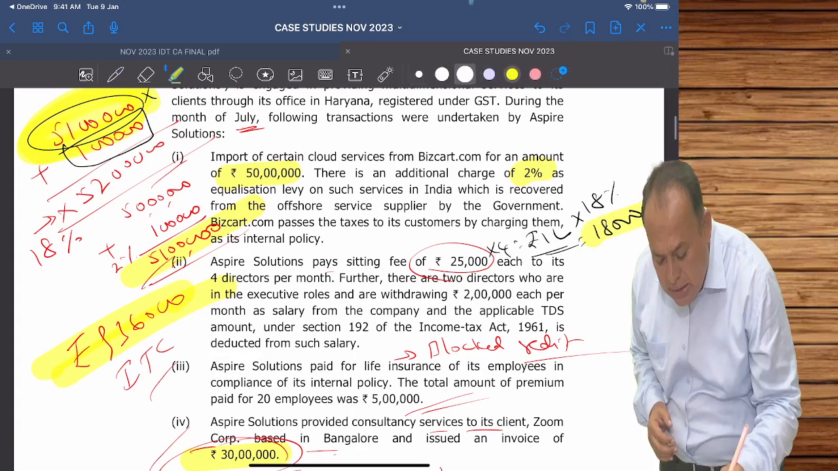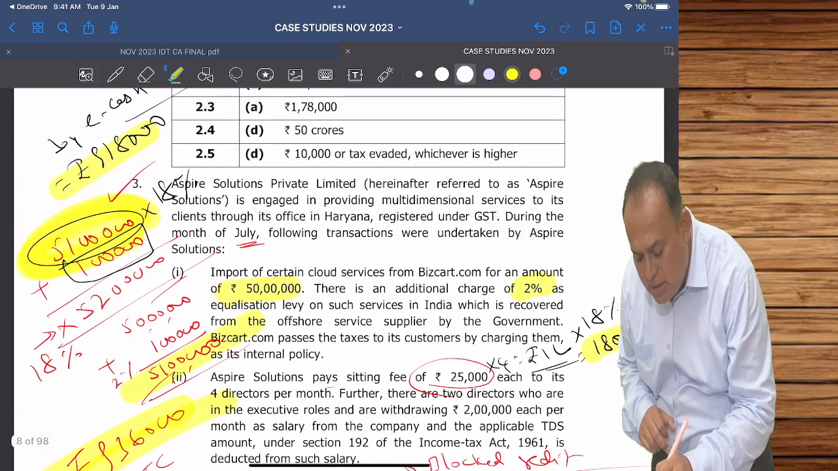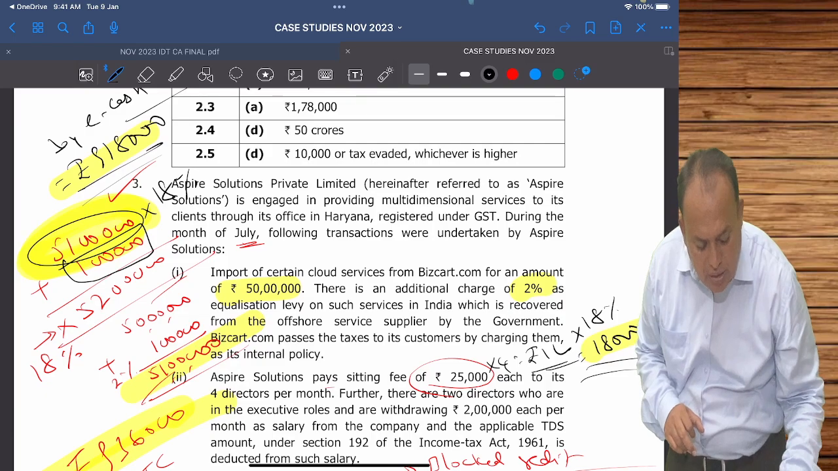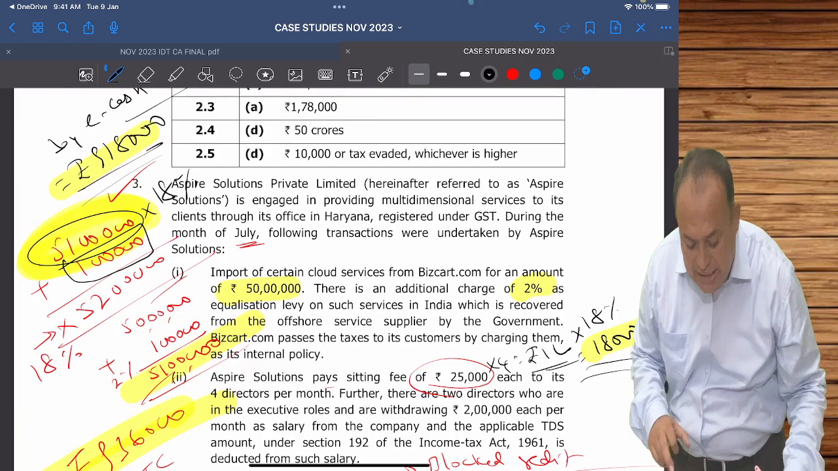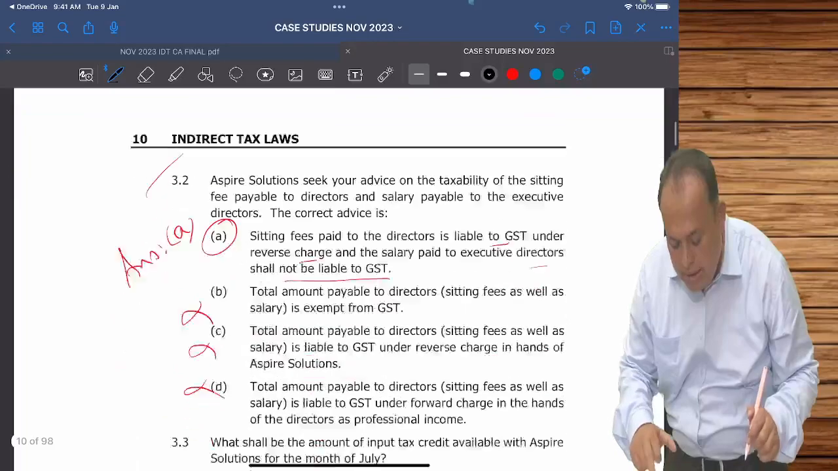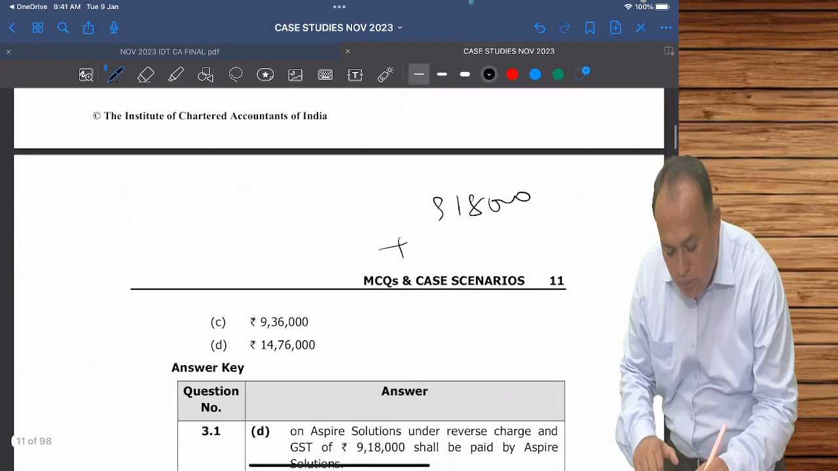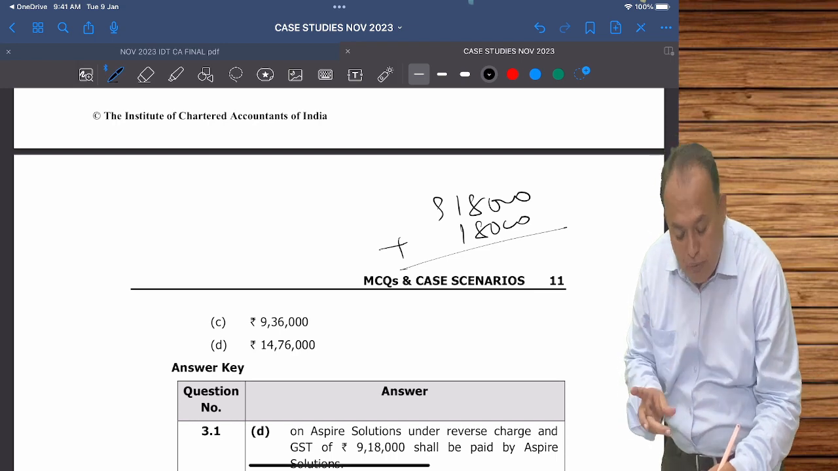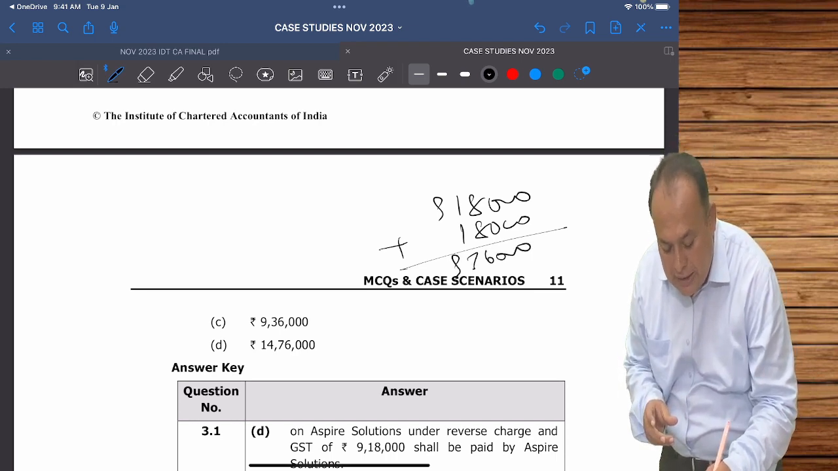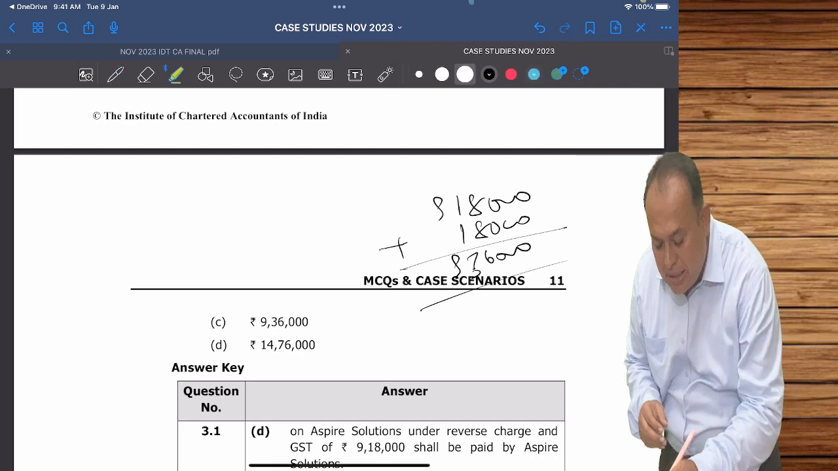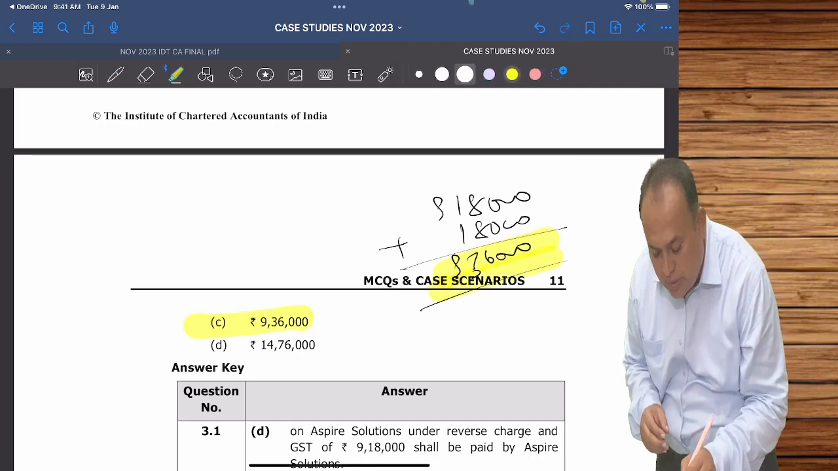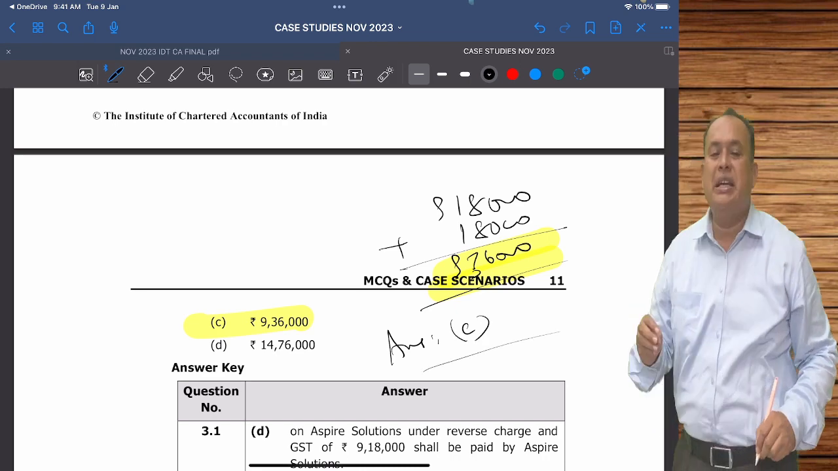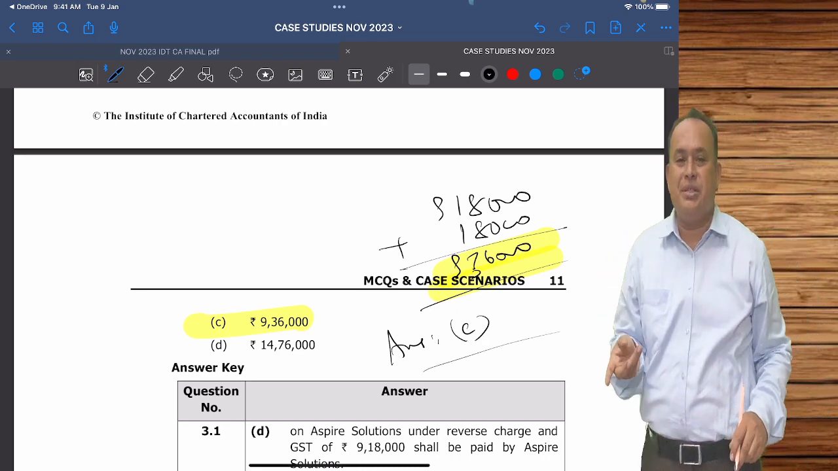Therefore, here 9,18,000 plus this 18,000, which is equal to 9,36,000. Where is it matching? 9,36,000. This one. So the right answer here is C. This is the way in which you have to answer, my dear friends, multiple choice questions.